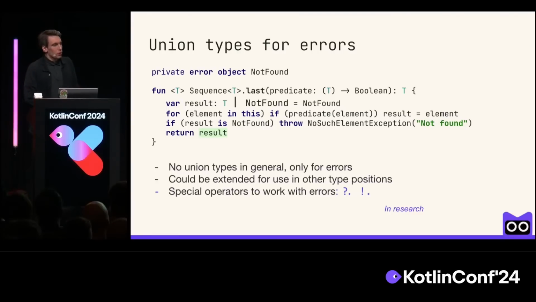So we are not going to add union types in their standard form to the language, as you'll see in the talk by Ross Tate, who is working with us. Union types have one nasty problem, namely they're undecidable for the type checker, and we don't want to provide such a mechanism in our language. So no union types in general, only for errors. And we see how they could also be extended in other type positions, and we can provide special operators to work with errors.